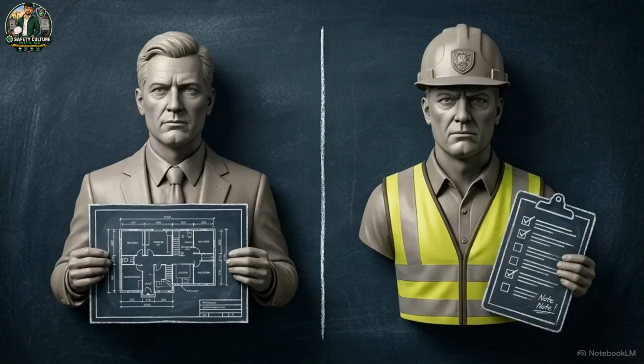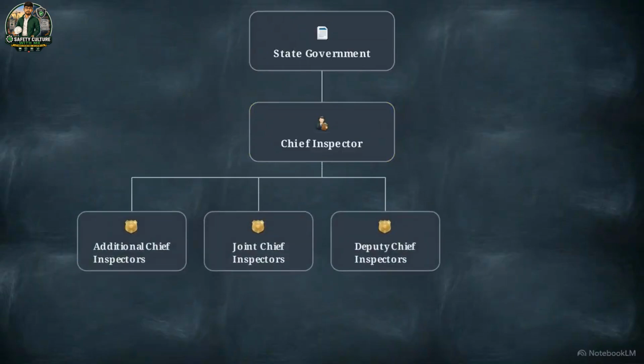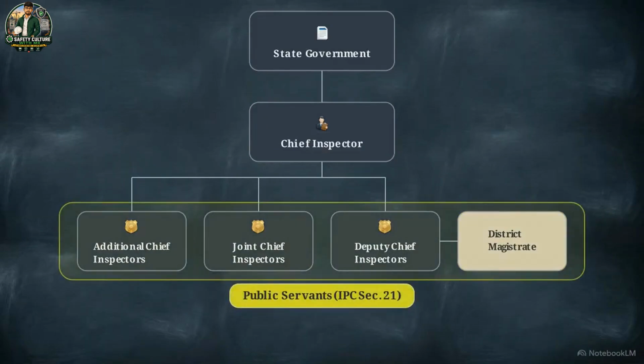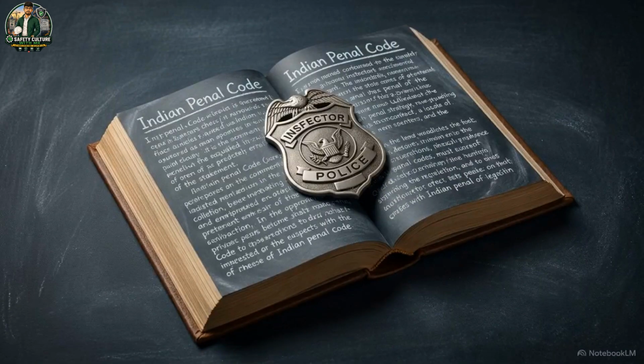With the duty holders defined, the Act establishes the state's enforcement wing under Section 8. The state government creates a geographic hierarchy, appointing a chief inspector with statewide jurisdiction, supported by additional and deputy inspectors for local limits. By default, the local district magistrate also acts as an inspector, integrating civil authority into the enforcement chain. Every member of this inspecting staff is legally classified as a public servant under the Indian Penal Code, granting them specific protections and authority.